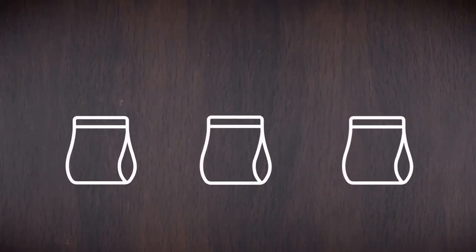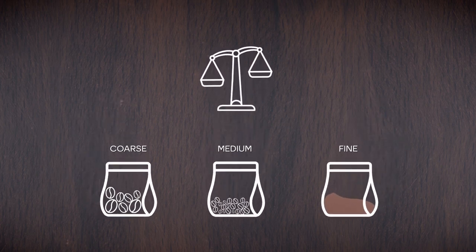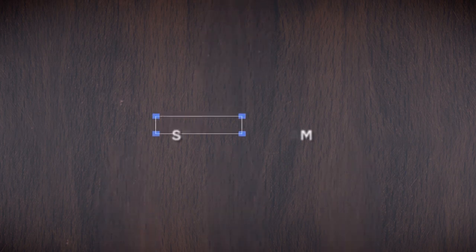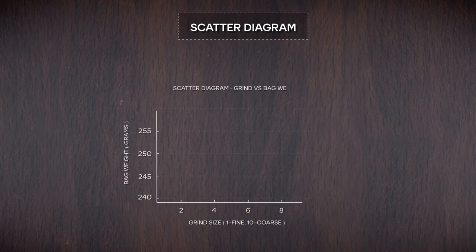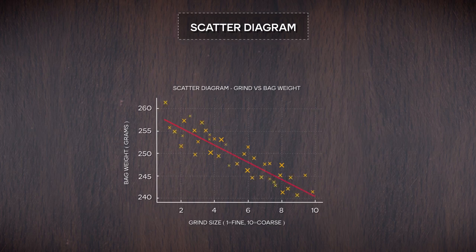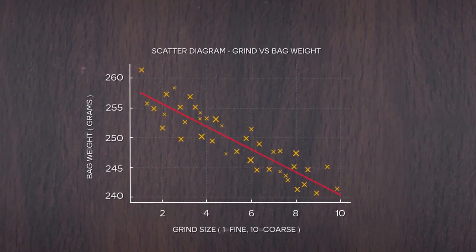And to prove our theory, we conduct a little experiment where we fill some bags with coarse grind and some with medium grind and others with fine grind. Then, we weigh the bags. And finally, to test our suspicion, we plot the results on the so-called scatter diagram. So we plot grind size on the x-axis and bag weight on the y-axis. Now the result from the scatter diagram is clear. As grind size increases, bag weight decreases. The scatter diagram confirms one of our root causes: inconsistent grinding.